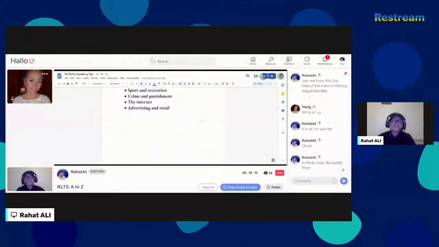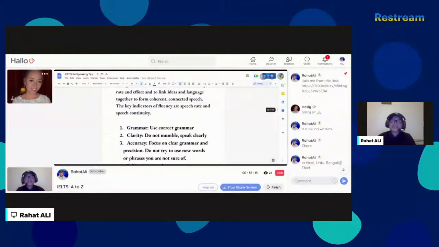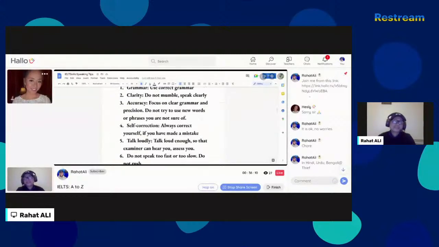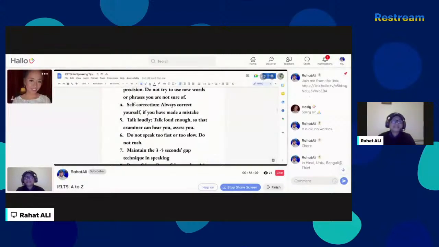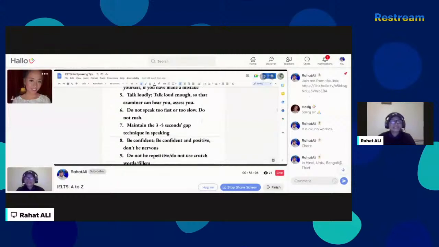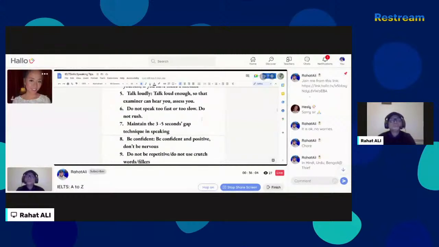Okay, we have explained fluency. Clarity is when you're speaking clearly. Do not speak too fast or too slow. Do not rush. That is very important. Sometimes some candidates have the tendency to speak faster. Do not do it. What happens when you speak faster?